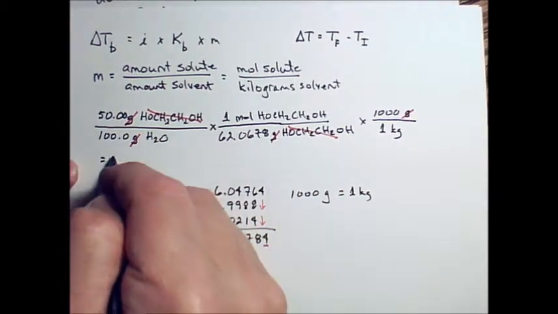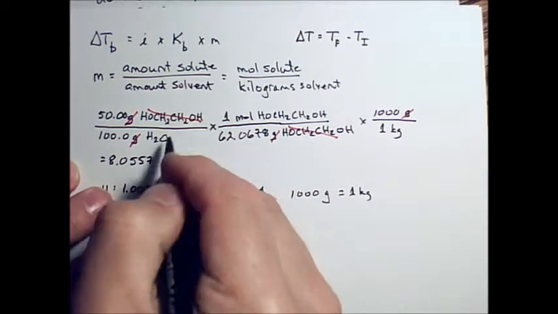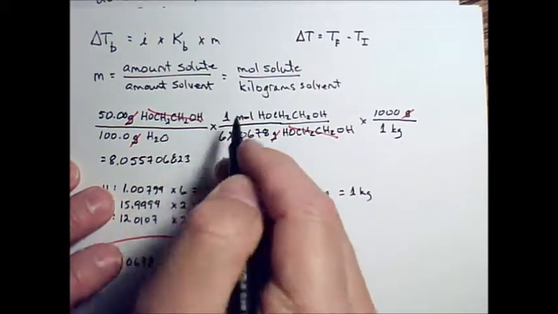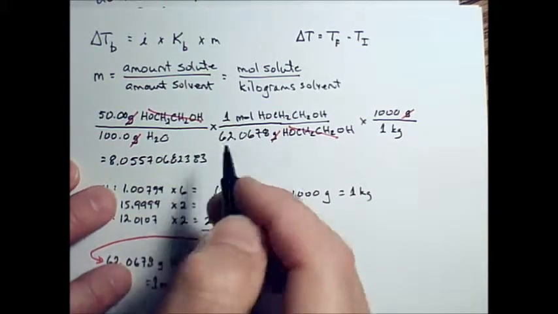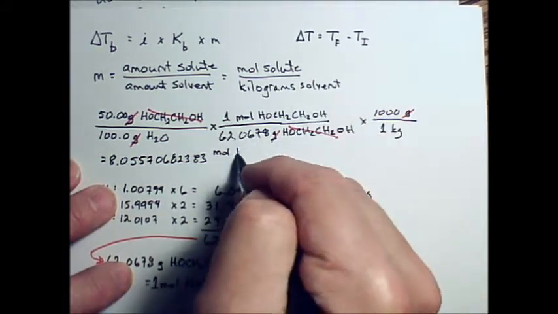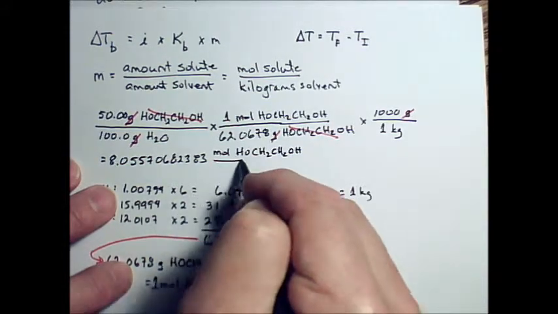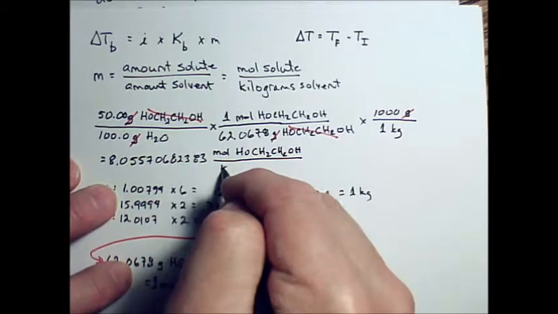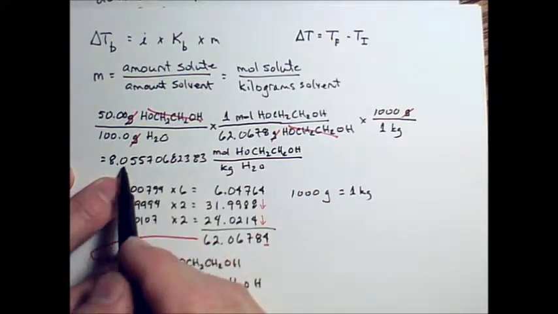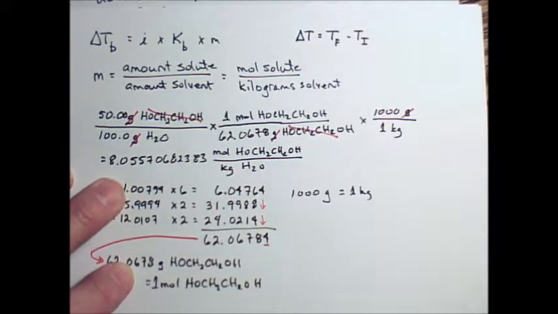Okay, so when we do the math, we get 8.05576.82.383. The units of measurement we have left are moles of this ethylene glycol, HOCH2CH2OH, over kilograms of the solvent water. Okay, so all the numbers have been taken care of here, but the units of measurement we need to keep in this fraction. But now we're going to round it off to the right number of significant digits.